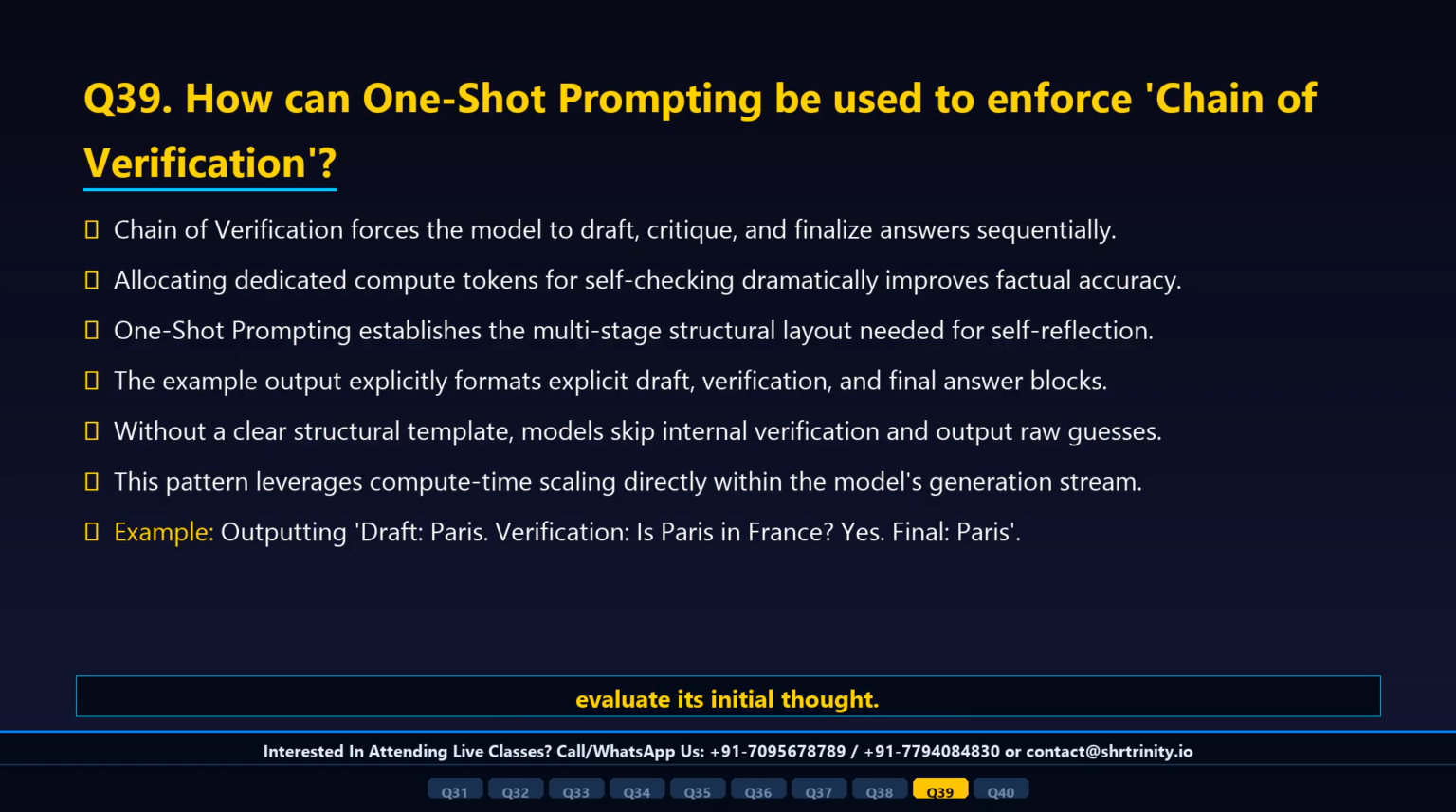Let's walk through the example step by step. The output structure demonstrated in our one-shot prompt is: Draft: the capital of France is Paris. Verification: is Paris located in France? Yes. Final answer: Paris. Notice the three distinct phases: first drafting, then asking a verification question to validate the draft, and finally outputting the verified answer. When the model receives a complex query, it follows this exact multi-step pattern, catching its own mistakes during the verification step.